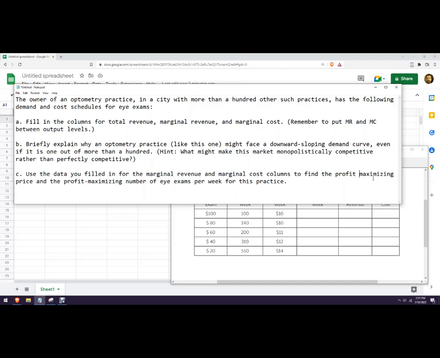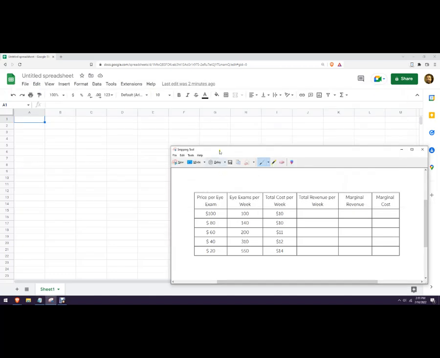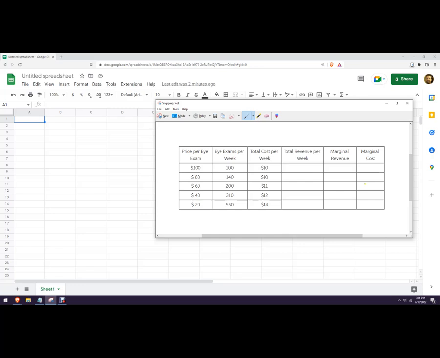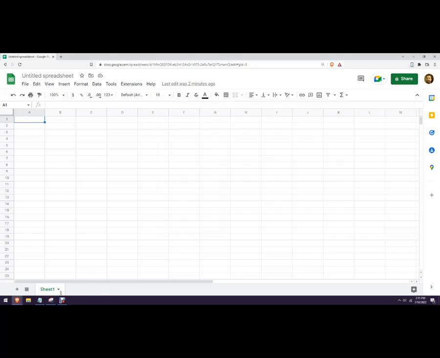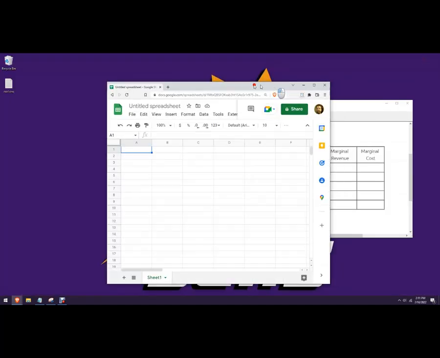Now, whenever you're asked about profit maximization, it just means I'm going to find the quantity where marginal revenue equals marginal cost. Okay. So what I'm going to do is I just took a screenshot of the table out of the problem, and I'm going to put that into Google Sheets here.